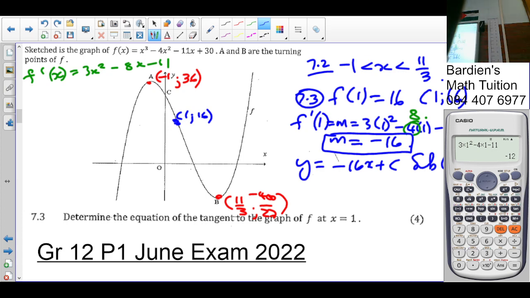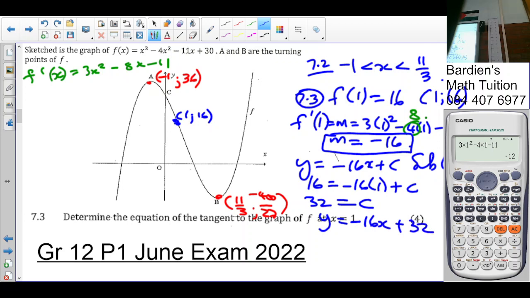We substitute 1 and 16. So it's going to give you 16 is equal to negative 16 times 1 plus c. So c works out to be 32. So y is equal to negative 16x plus 32. Yeah, that rings a bell. So y is equal to negative 16x plus 32.